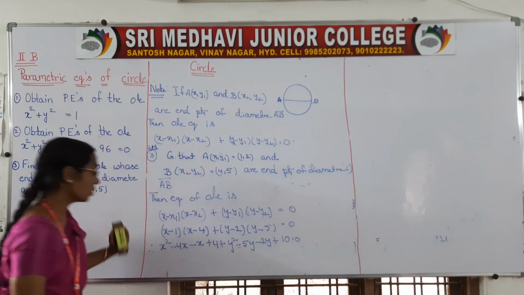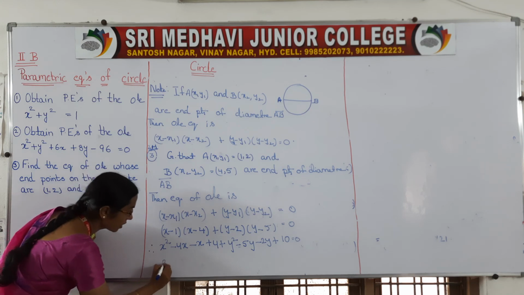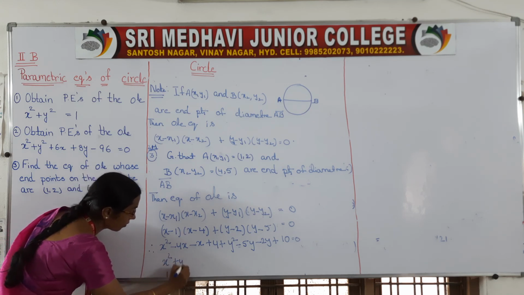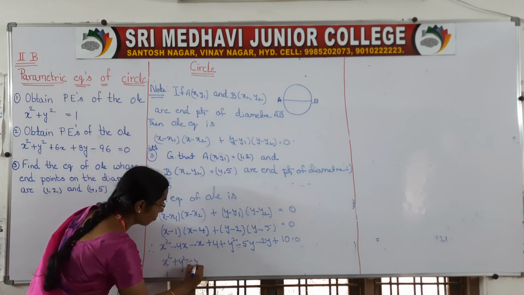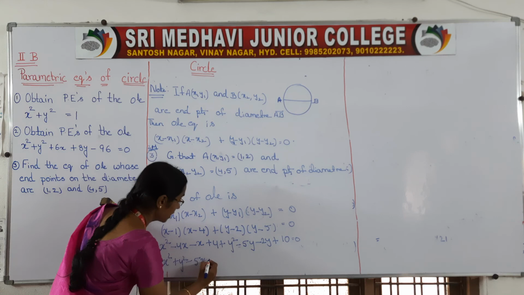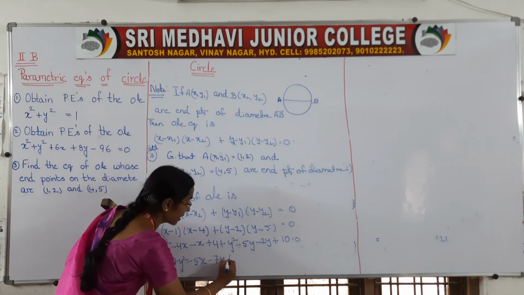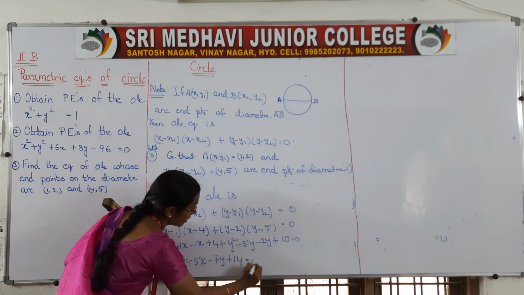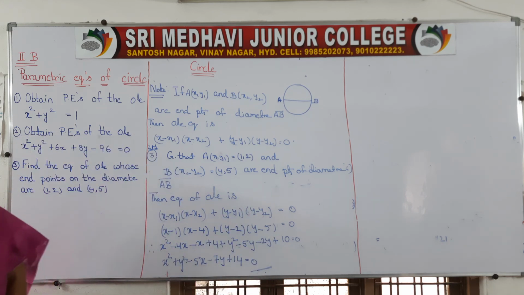Now write in order, the higher order terms first: x square plus y square. Now the x terms: minus 4x minus x is minus 5x. The y terms: minus 5y minus 2y is minus 7y. Next, 4 plus 10 is 14, equal to 0. This is the required circle equation.